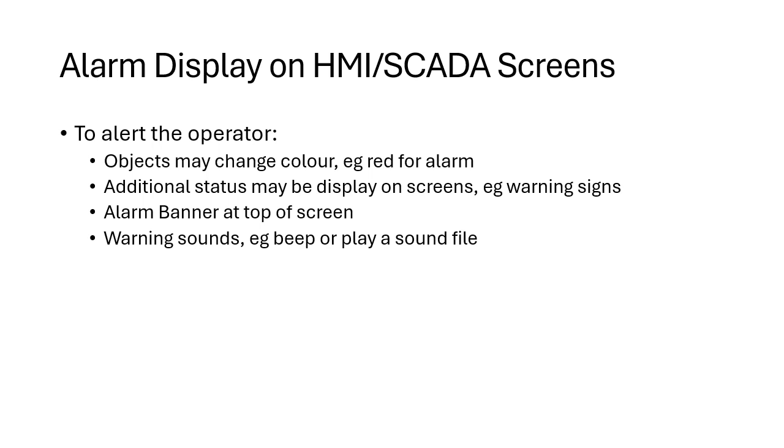So we may have objects that change colour. Again, red for alarm, orange for warning, blue or green is normal. So you might have a display of a pump, and that could change colour according to the alarm states. Maybe you want to display additional status on top of the screen. So an alarm could be indicated by a warning sign that is overlaid on top of an object. Again, we've got the alarm banner at the top of the screen, and you may also play warning sounds.